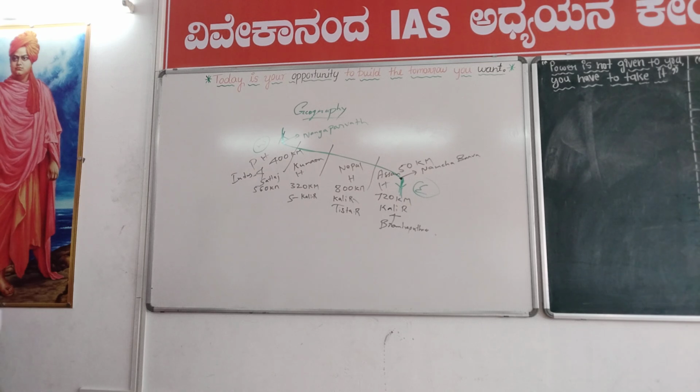Okay. Now tell me in decreasing order of length. Decreasing means the lengthiest would be first. Nepal, Assam, Punjab, Kumaon. Exactly.